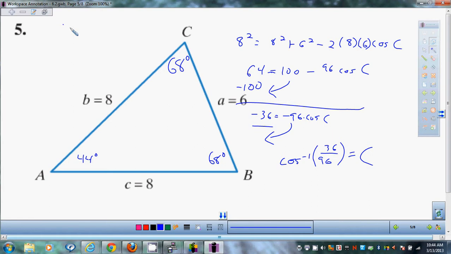So from here to here, 64. 8 squared plus 6 squared is 100. 2 times 8 times 6 is 96. Now, because this is being multiplied, we can't just subtract these numbers. So we subtracted the 100 over first and got this step. Then we divided by the negative 96 and got that fraction. But then that was equal to cosine of C. So we took cosine inverse of this.